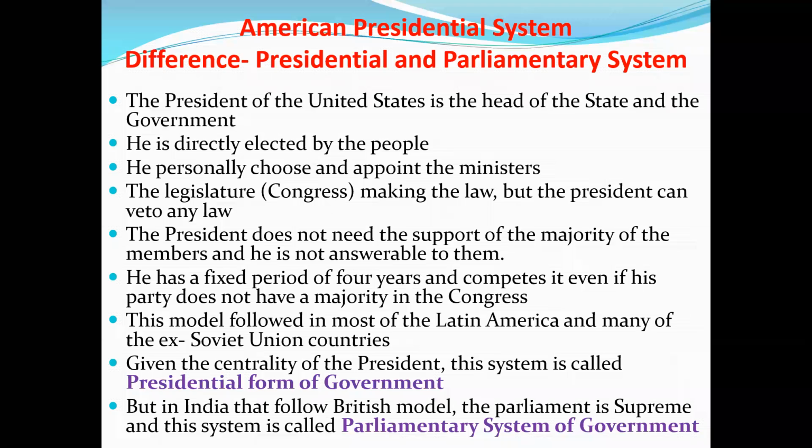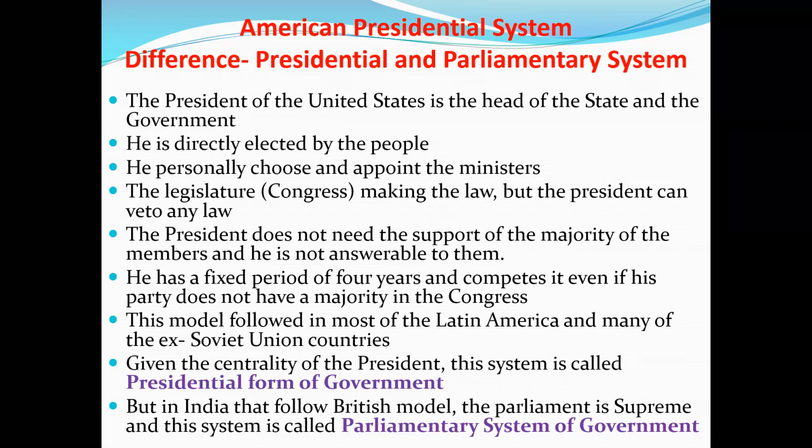He is directly elected by the people, because in America the president is directly elected by the people. In our country, the president is not directly elected by the people, he is indirectly elected. In America, he personally chooses and appoints the ministers after being elected. But in our country, ministers are chosen by the prime minister. The President just appoints them and allots the different departments.